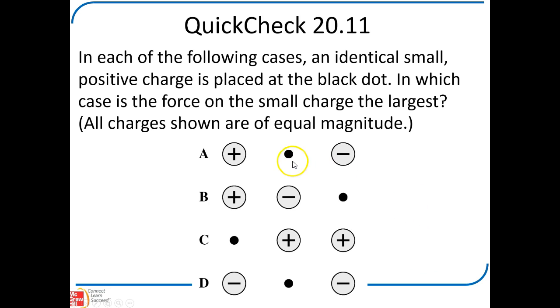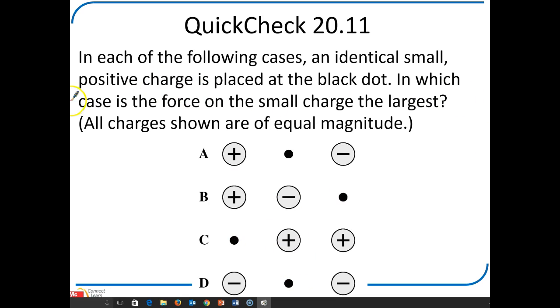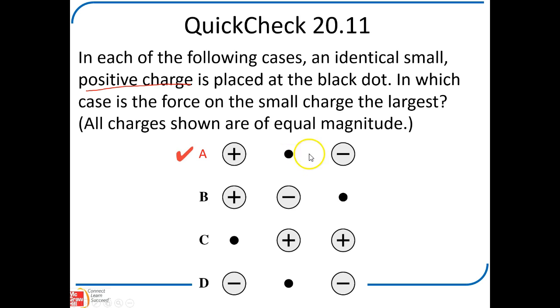20.11, an identical small charge is placed at the black dot here, and it is a positive charge. They want to know in which case is the force on the small charge the largest, and all charges shown have an equal magnitude. So this is the same as the last one, just in an opposite direction. A would have the biggest force between the two, because it's in between the two oppositely charged items.